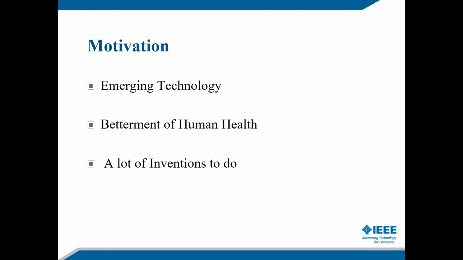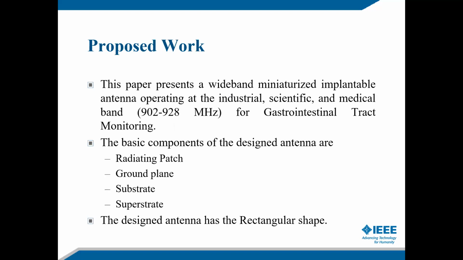Why did we choose the implantable antenna? It is an emerging technology, and it is for the betterment of human health. There are a lot of inventions to do. So what is the proposed work? The implantable antenna covers the first ISM band, 902 to 928 megahertz. The overall bandwidth to be covered is 26 megahertz, but our antenna has covered more bandwidth.